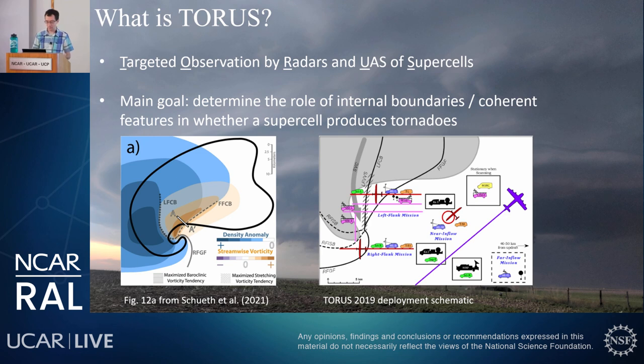Looking at our TORUS schematic, this is how the project was set up to sample these three different general areas. We've got the left flank mission, looking at the SVC, the LFCB and FFCB. We cross that with MOFA mesonets and UAS above those MOFA mesonets. And we've got the right flank mission, which is going into the rear flank behind that low level meso, looking for rear flank internal boundaries and sampling that rear flank outflow.